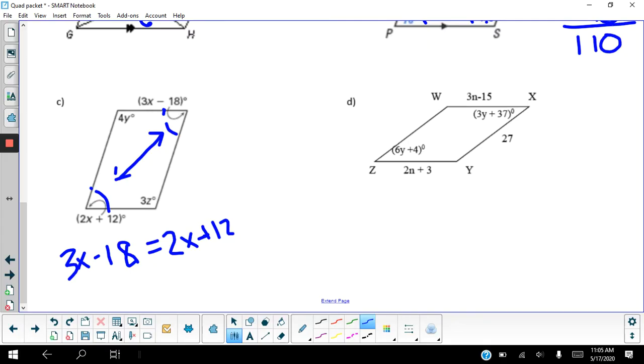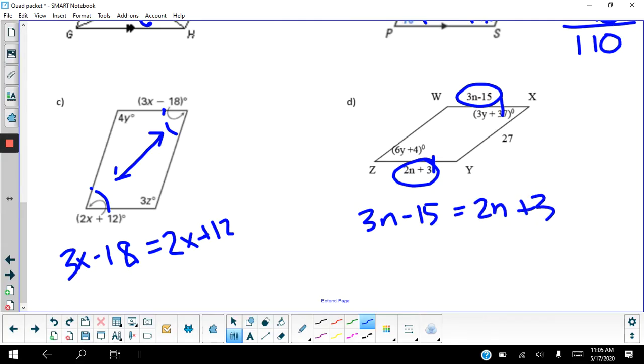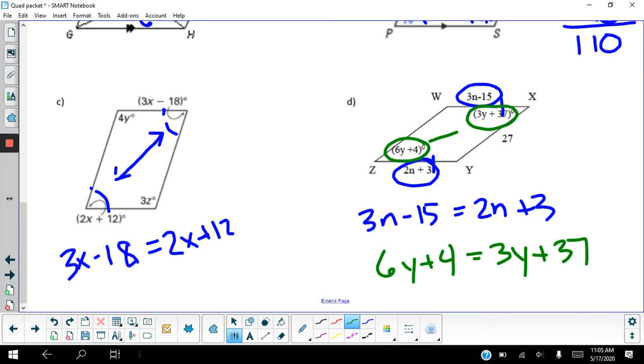Same over in example D. These sides we know are congruent. Remember, sides are written on the outside more often than not. So we would say 3n minus 15 equals 2n plus 3. Whereas the angles are always written on the inside, unless it's like the last example where there's arrows pointing to it. Those across from each other are also equal. So 6y plus 4 equals 3y plus, I think that was a 37.